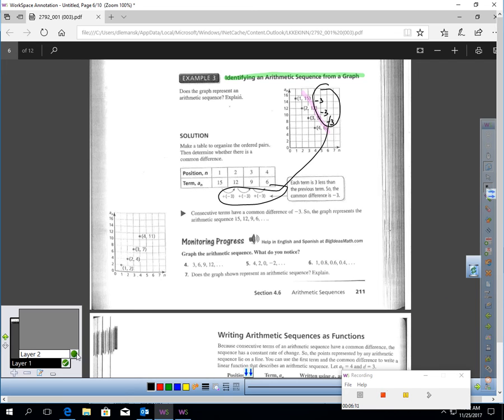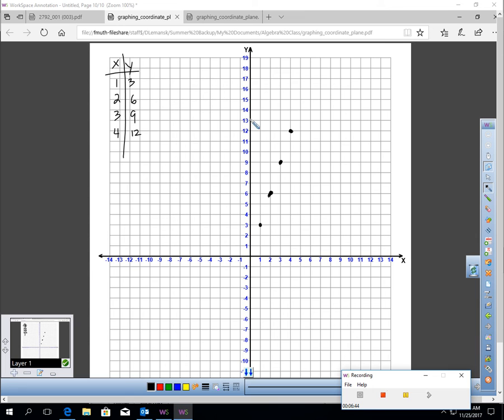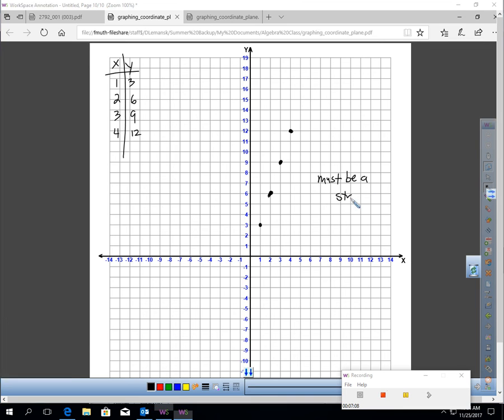What I would like you to do is pause the video. Why don't you try numbers 4 and 7? I want you to graph 4, what do you notice, and then answer number 7. Okay, so for number 4, when you graph it, you're going to see this. So the sequence was 3, 6, 9, 12, and 3 was in position 1, 6 was in position 2, 9 was in position 3, and 12 was in position 4. So I plotted those points, and what do you notice? Well, if it's an arithmetic sequence, it must be a straight line. And it is in this case. So this arithmetic sequence is creating a straight line.